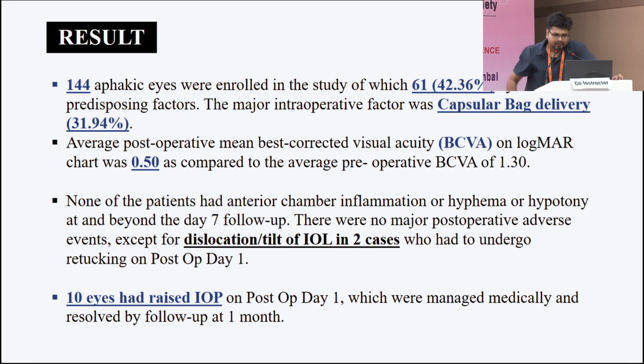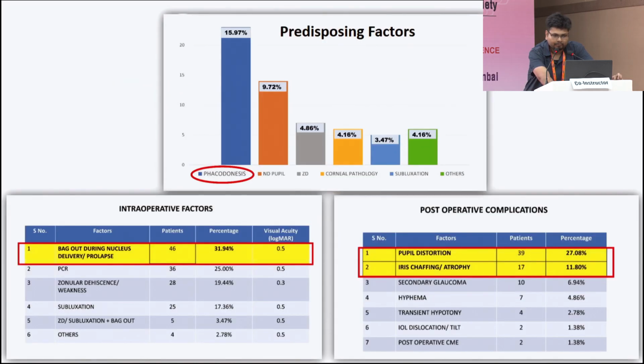As for the results, a total of 144 aphakic eyes were enrolled in the study, out of which 61 eyes showed predisposing factors, while 32% of patients had intraoperative factors like capsular bag delivery. The average postoperative mean BCVA on the logMAR chart was 0.5, compared to the average preoperative BCVA of 1.3. None of the patients showed anterior chamber inflammation, IFM or hypotony at and beyond the 7 day follow-up. 2 patients were taken for re-OT for dislocation or tilting of the IOL. 10 eyes showed a rise in IOP on post-op day 1, which was managed medically.